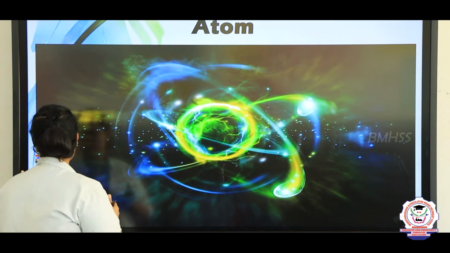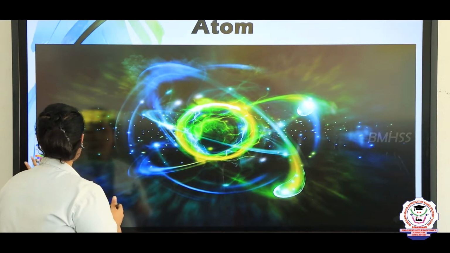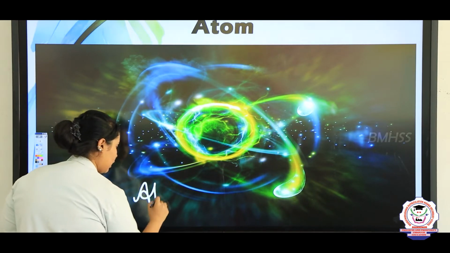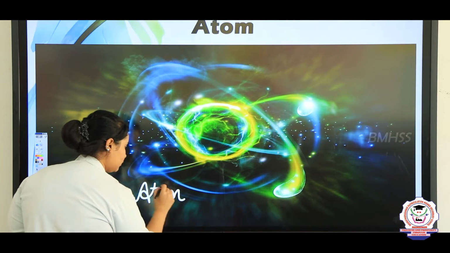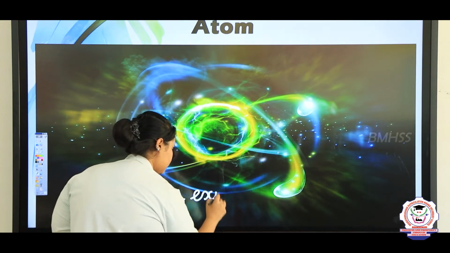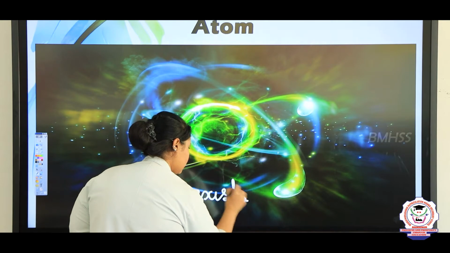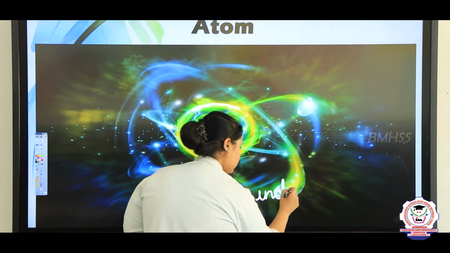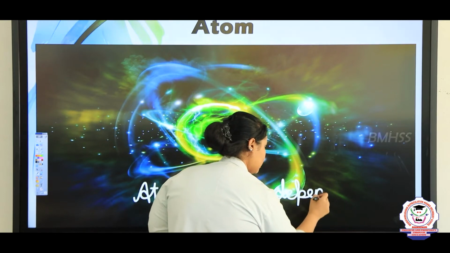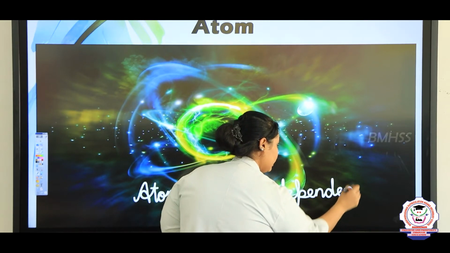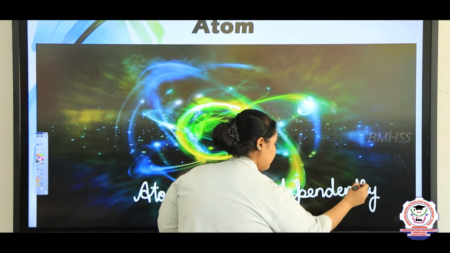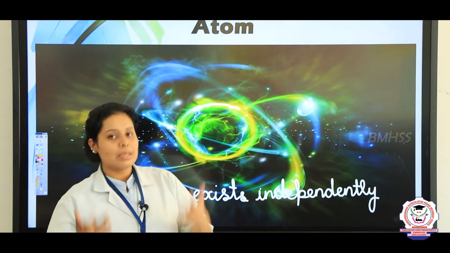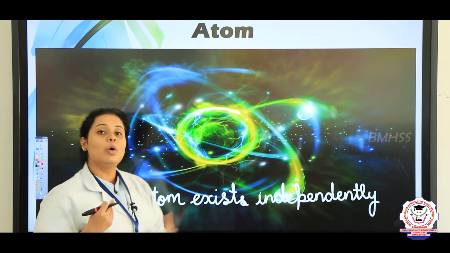So what is an atom, children? Atom exists independently. Okay, so it can be present independently, or most of the time it is present in combination with different substances. So now let's see what a molecule means.